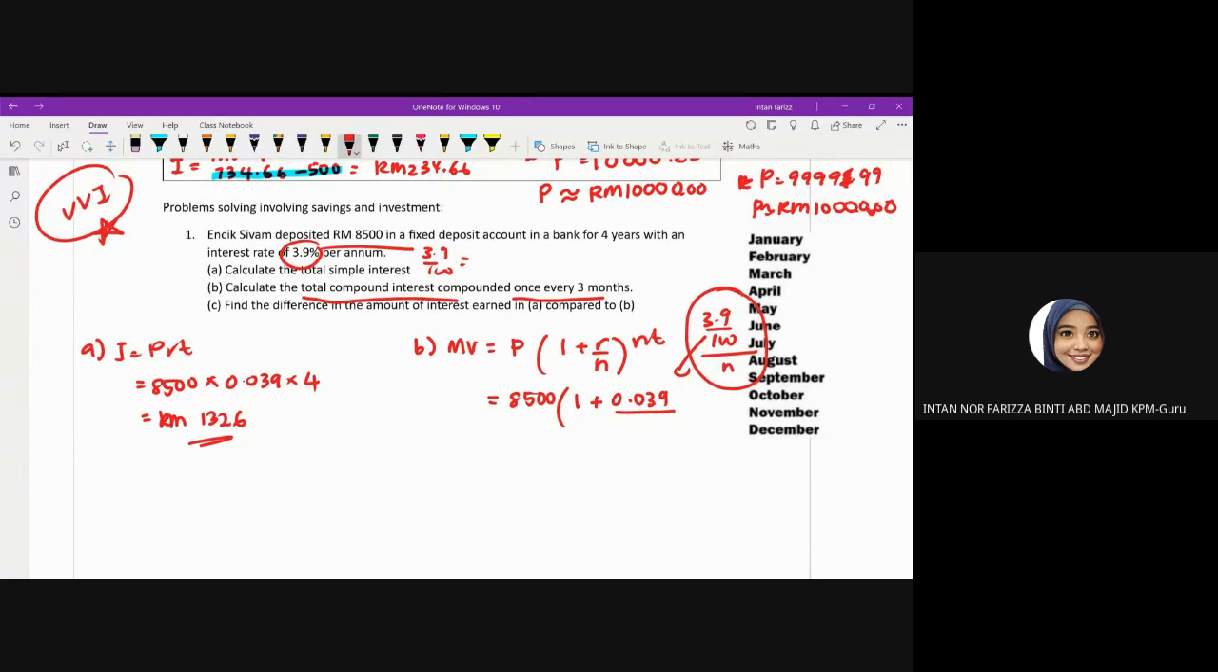Now n is once every 3 months. Let's look at our calendar. Every 3 months: this is the first cycle, the second cycle, the third cycle, and the fourth one. So n will be 4, and the number of years is also 4. Press the calculator. I want to see your answer, girls. This is important for Form 4 and also Form 5.